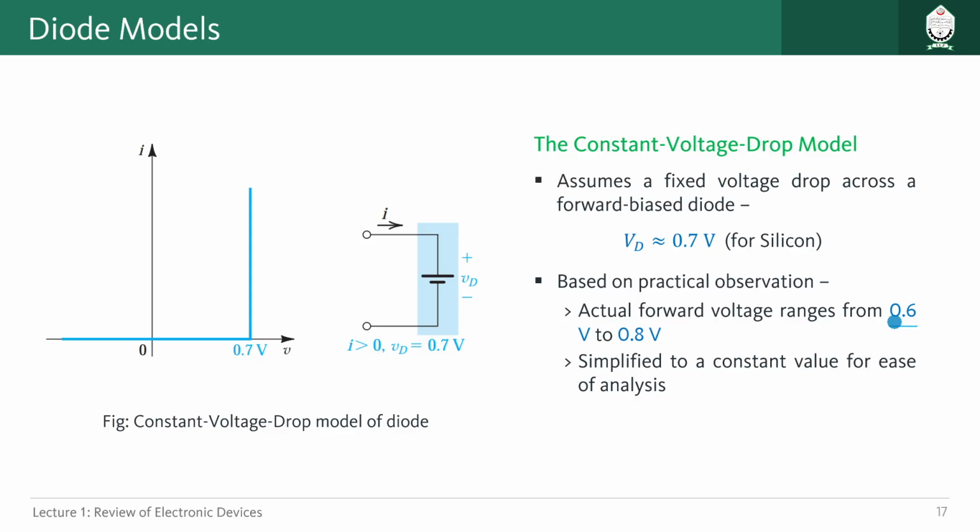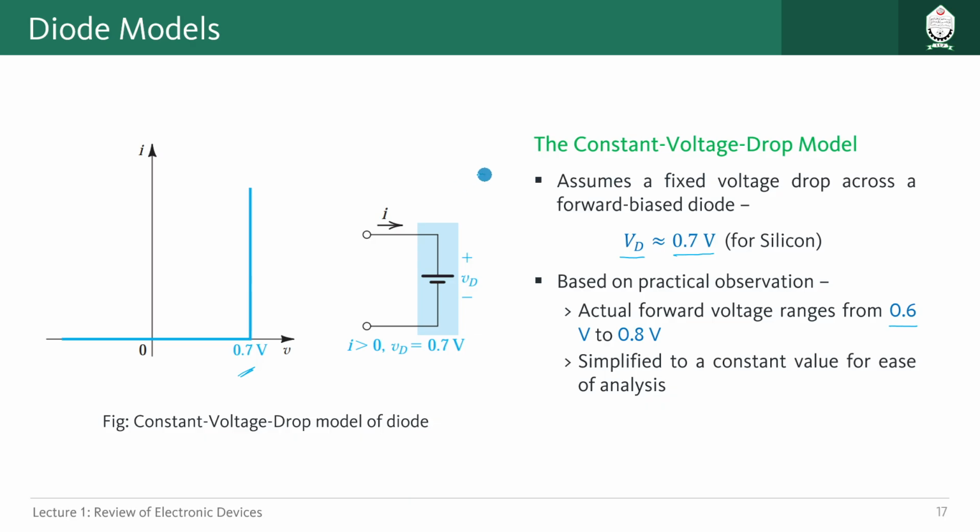So that's why we have taken this approximation as 0.7 volt. Whenever the diode is forward biased and current is flowing, the voltage drop across the diode should be a fixed 0.7 volt. You see this kind of graph, right? Before 0.7 volt the current is 0, and after 0.7 volt we have a straight line in the vertical direction, because after that the diode will act like a pure conductor without any kind of resistance. That's why it is a straight line.